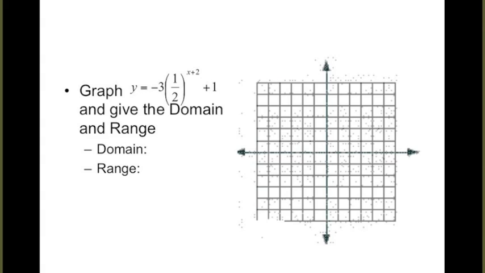We have some shifting that happens in this graph though. What does the plus 2 do to the graph? Left. And what's the plus 1 do? Up 1. So we're going to start by moving our graph to the left 2 and up 1. Then we're going to work just with the non-shifted part of the function to create our chart.